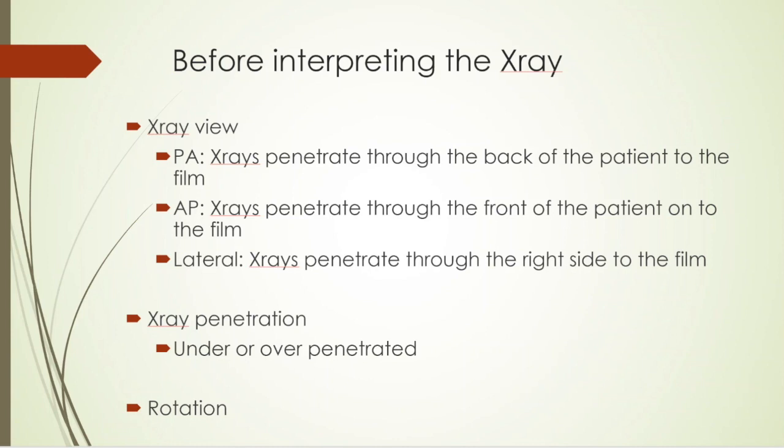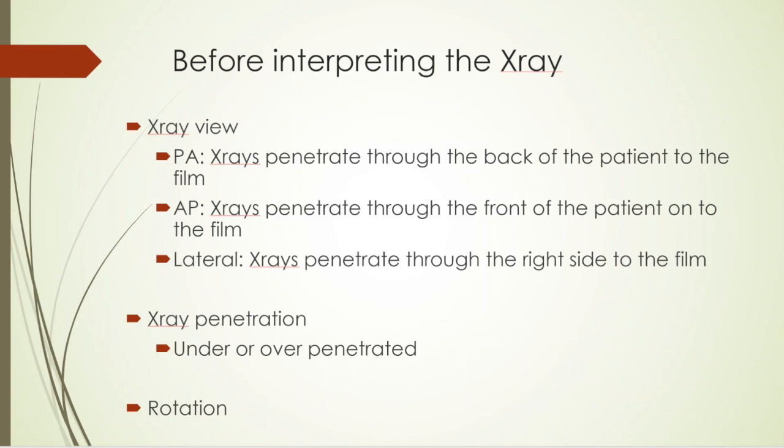AP is usually if they're on the bed and can't stand up for a PA film. And in that case, the x-rays are going to penetrate through the front to the back of the patient where they're usually laying on top of the film cassette. In a lateral, the patient is usually standing up with their left side against the cassette, and the x-ray penetrates first through the right side, hits the left side and into the cassette.